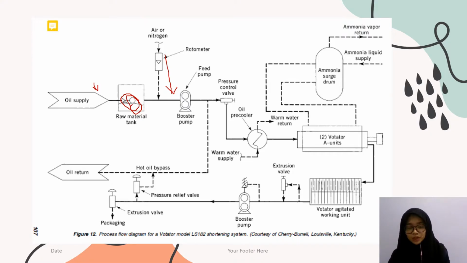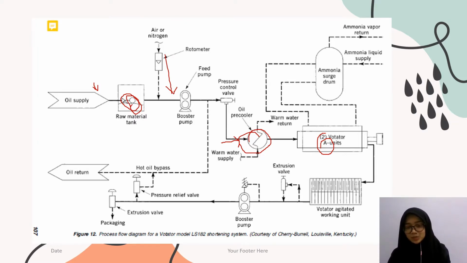The booster pump right here functions to maintain the pressure in the mixture of the air and the oil, so that it's able to retain a constant density between the oil and the air. Once it's constant, the mixture of the oil and air will enter the heat exchanger right here. In this heat exchanger, the mixture of oil and air will be pre-cooled so that we can minimize or reduce the heat load in the A unit. The reason for pre-cooling is to reduce the heat load, and also to maximize the cooling capacity.